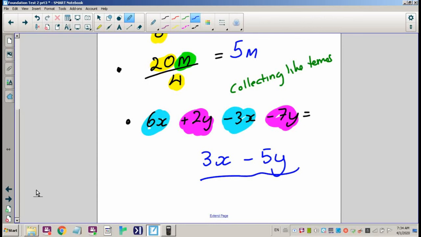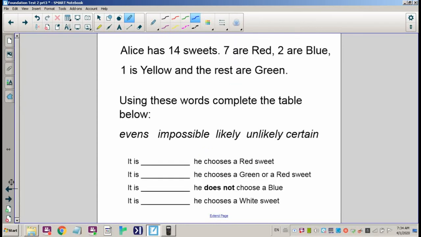Right, now, let's look at probability. There's a lot of information here, so let's just run through this slowly. Alice has 14 sweets. 7 are red, 2 are blue, 1 is yellow, and the rest are green. Using these words, complete the table below. Evens, impossible, likely, unlikely, certain.